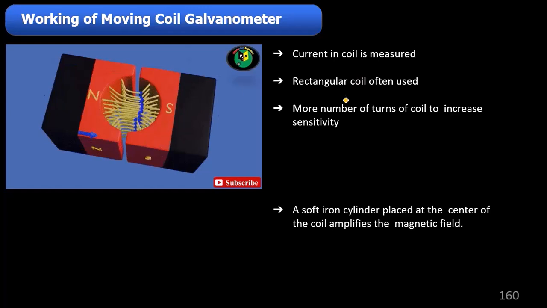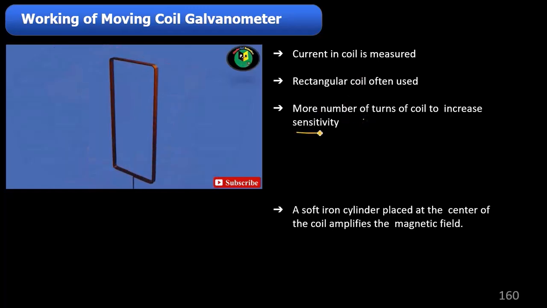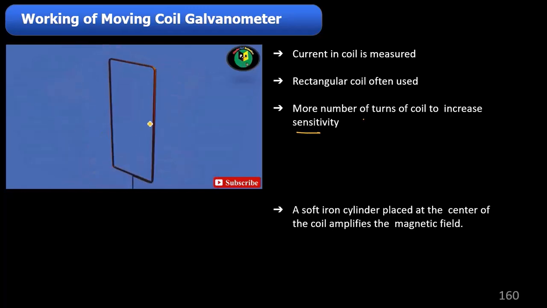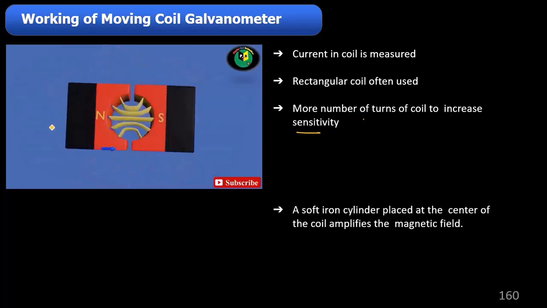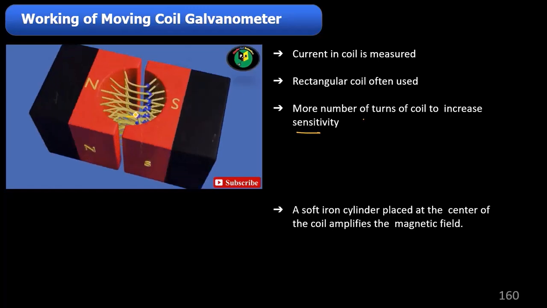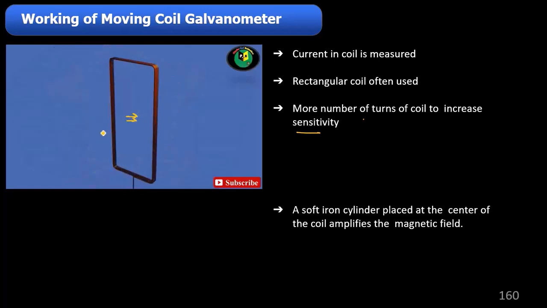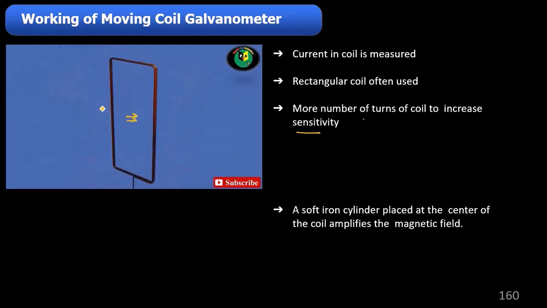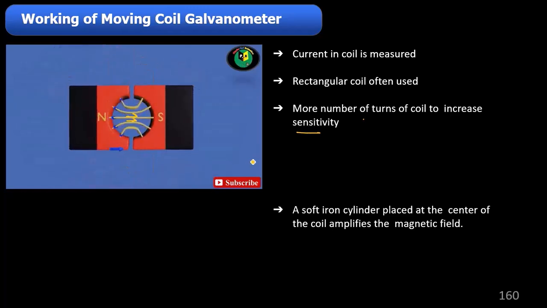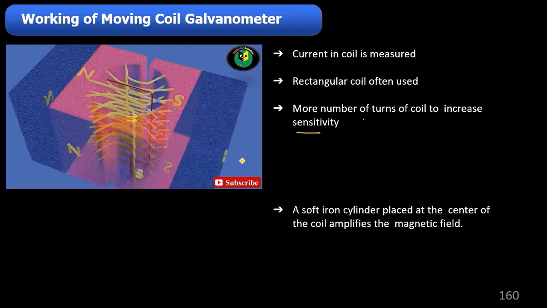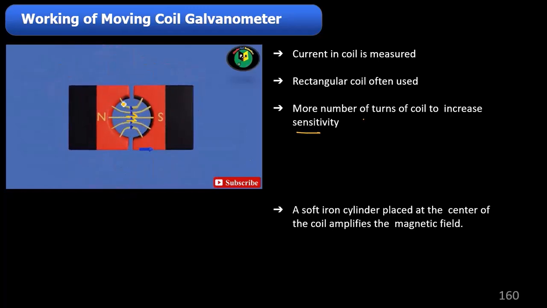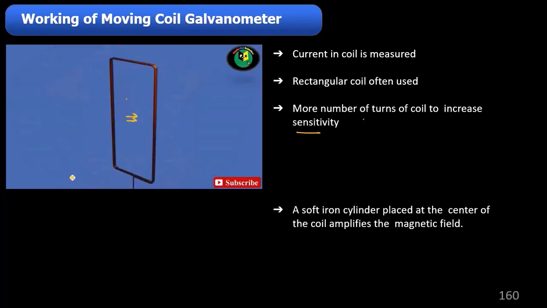So more turns of coil increase the sensitivity. Here I am increasing the number of turns. We have to generate the magnetic field in such a way that all the magnetic field lines pass parallel to this coil. That means now the magnetic field and the n vector are perpendicular to each other. This ensures the magnetic field is perpendicular. The type of magnet used here is called a spherical type of magnet.